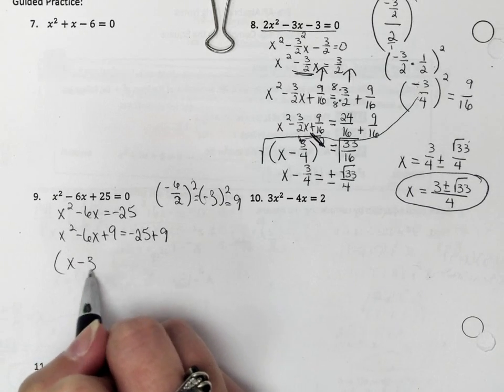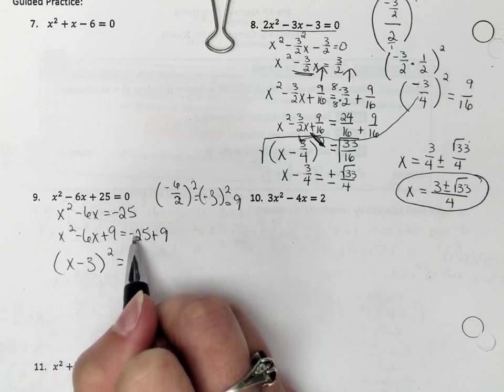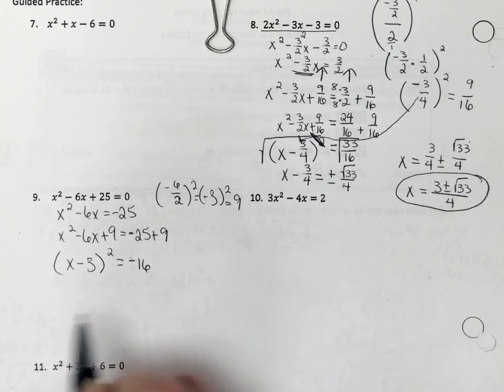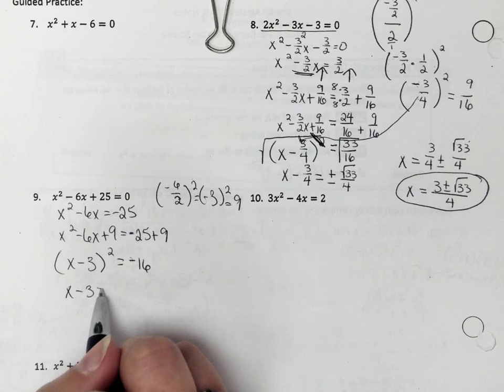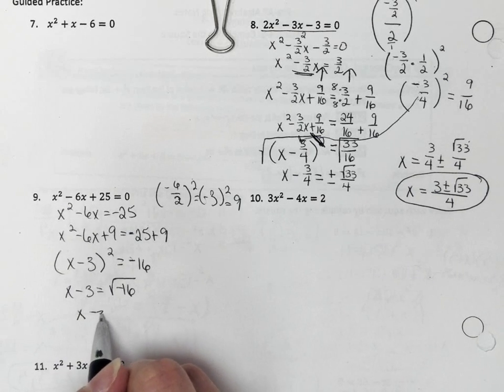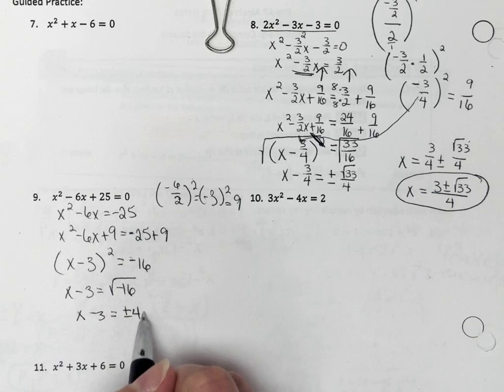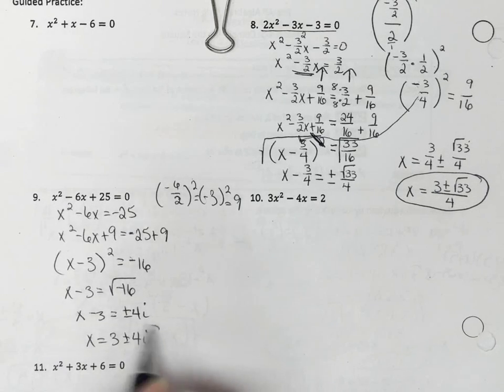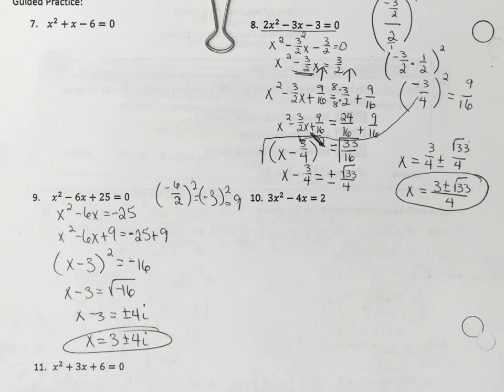Let's see, x minus 3 squared is equal to, what's that say, negative 25 plus 9, so it'll be negative 16, so x minus 3 equals the square root of negative 16, so x minus 3 equals plus and minus 4i, and 3 plus and minus 4i. Y'all okay? Was that the only thing? Okay.